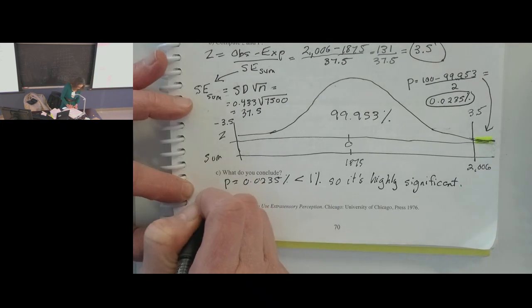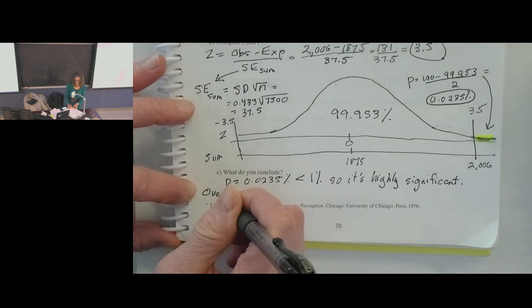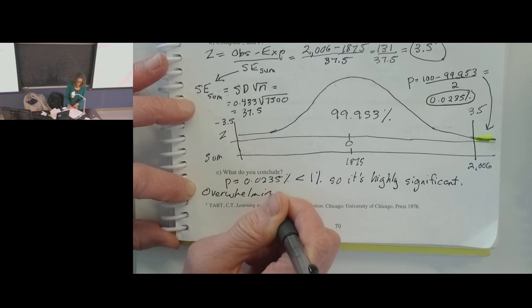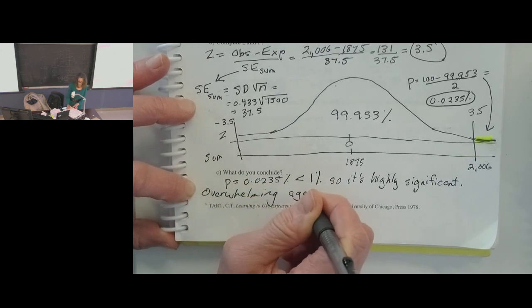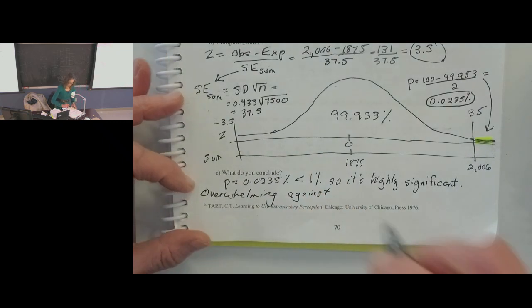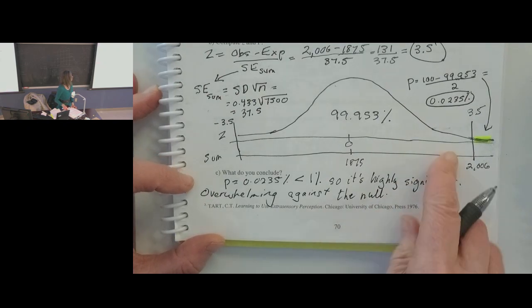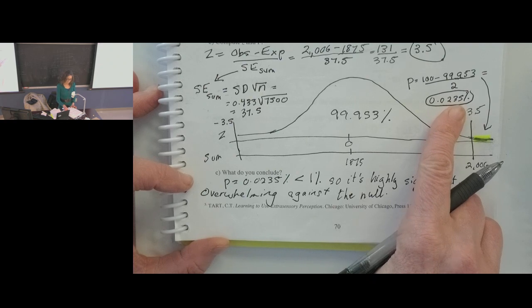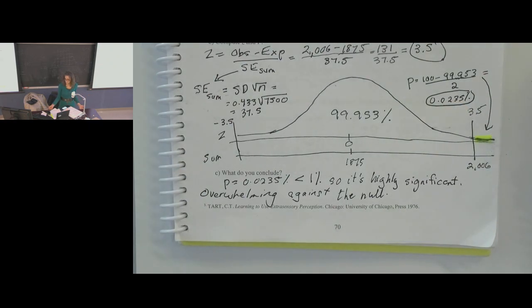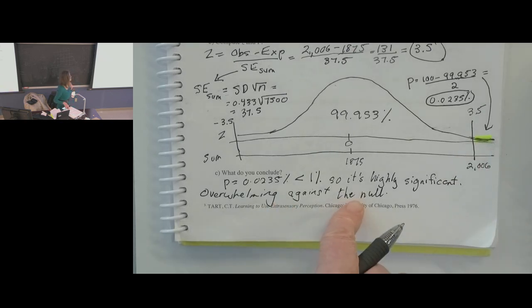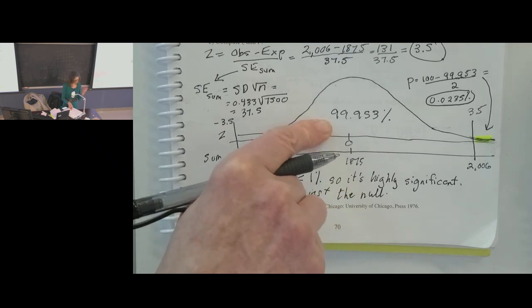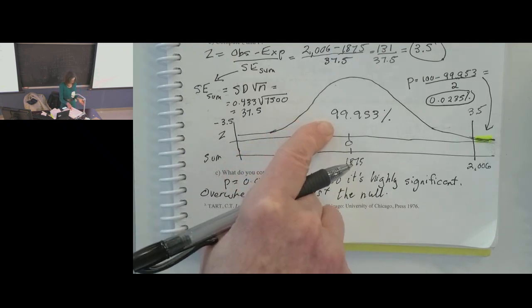So there's overwhelming evidence against the null, against the null that they were just guessing. I mean, it would only happen about 2 out of 10,000 times, right? That's just very, very unlikely. So it's overwhelming. Does that mean we've proved they have ESP? Actually not. Many experiments have been done and it's never been replicated.